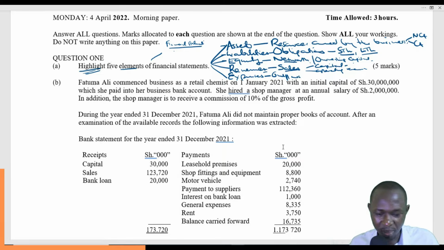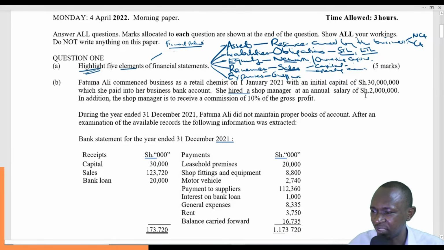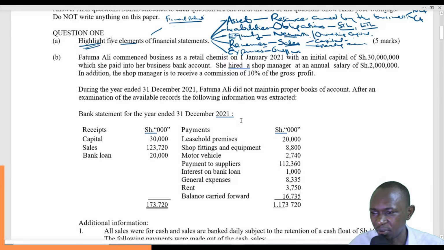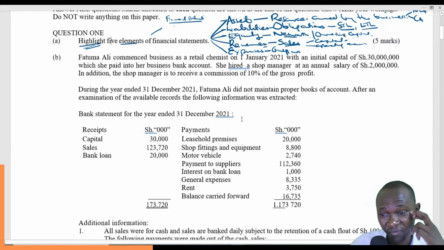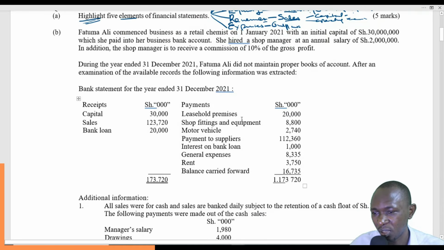Fatuma Ali commenced business as a retail chemist on 1st January 2021 with an initial capital of 30 million, which she paid into her business bank account. She hired a shop manager at an annual salary of 2 million. In addition, the shop manager is to receive a commission of 10% of the gross profit. During the year ended 31st December 2021, Fatuma Ali did not maintain proper books of accounts. After an examination of the available records, the following information was extracted.